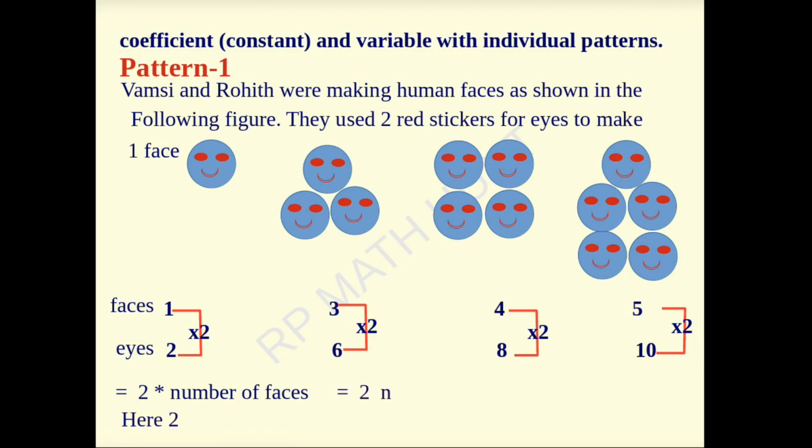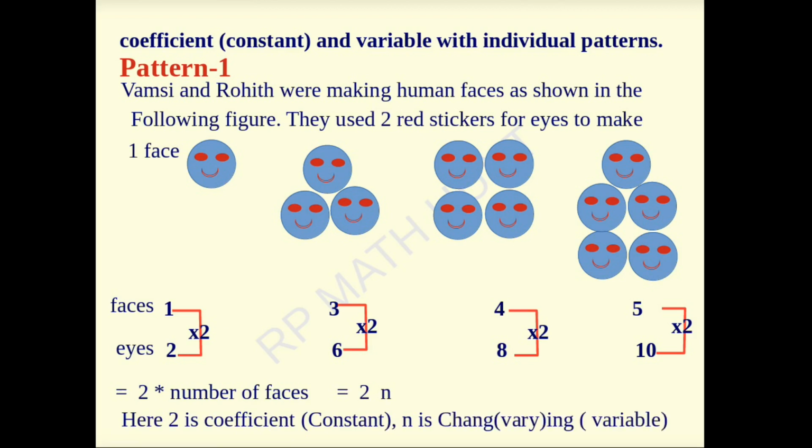Here 2 is coefficient, constant. n is changing or varying, that is called variable. Now observe pattern 2 also, my dear children.